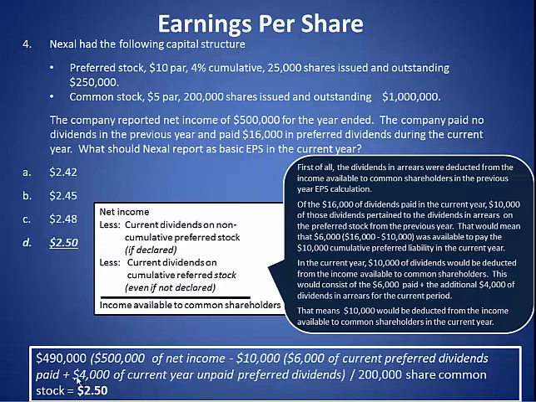Okay, now if we take a look at the calculation here, our net income available to shareholders would be $490,000, which is the $500,000 of net income we stated up here in the problem, minus the $10,000 of our current dividends, which is the $6,000 of current dividends, plus the $4,000 of current year unpaid preferred dividends, or the dividends now in arrears. That is then divided by the 200,000 shares of common stock, and the result would be $2.50 a share. So the answer in this case would be D, $2.50 a share.